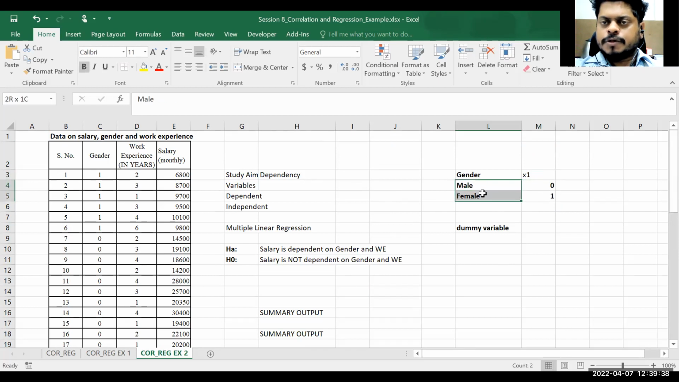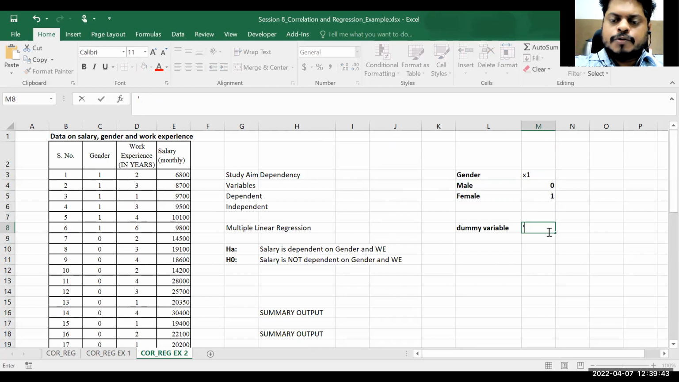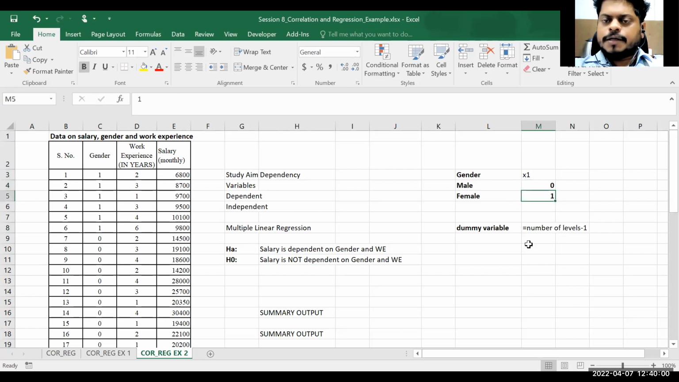So how many variables do you have to create? If I have two labels, how many dummy variables do you have to create? Number of labels minus 1, right? So in this case, I have only two labels, male and female. So I have created only one variable, and male I have put as 0, female as 1, right?